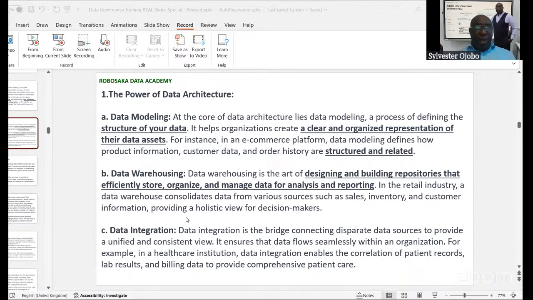Okay, let's look at the third aspect of it, which is data integration. This is very important, especially for those who are working in fintech and the NHS. Data integration is the bridge connecting disparate data, meaning different kinds of data sources, to provide a unified and consistent view. Very, very important. Please, I want us to know this. So this ensures the flow of data seamlessly within an organization. We have, for instance, healthcare institutions like the NHS.